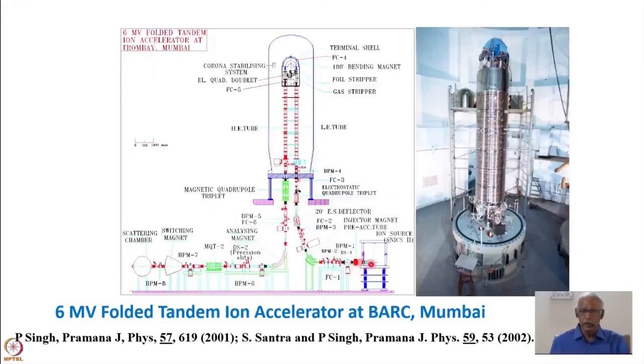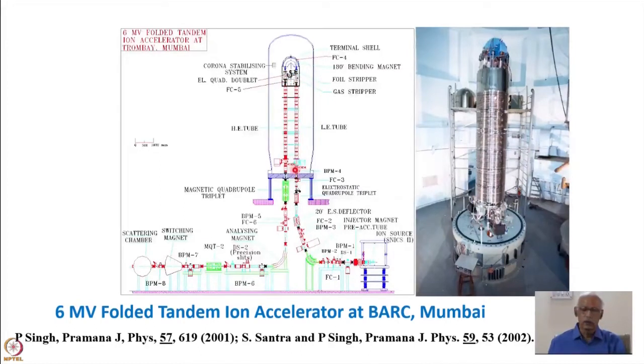The negative ions are injected in the first accelerating tube here, and they are already energy defined. For example, there is a 70 degree magnet and a 20 degree electrostatic deflector. Using that, a well-defined energy beam is injected into the first accelerating tube. This accelerating tube accelerates the negative ions by Coulomb attraction, and when they reach here, the energy becomes 6 million electron volts.